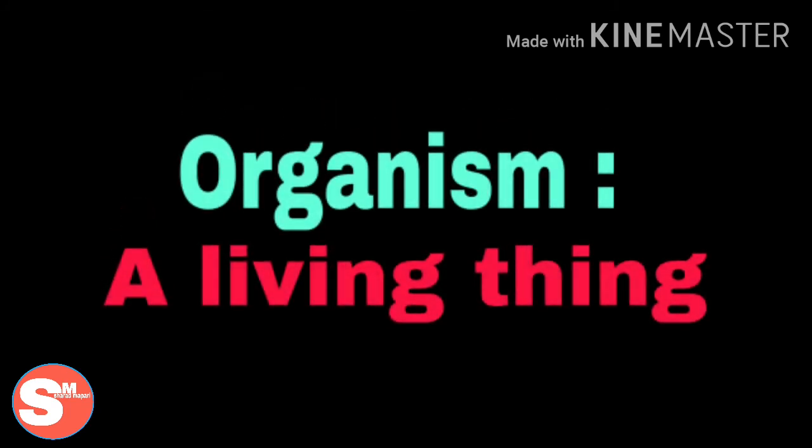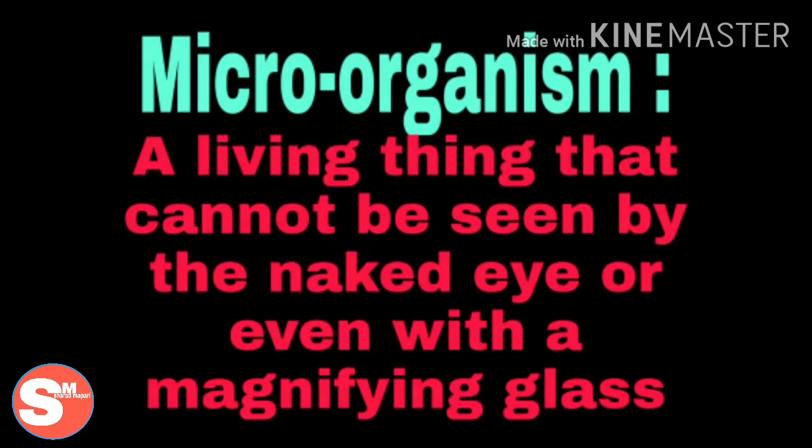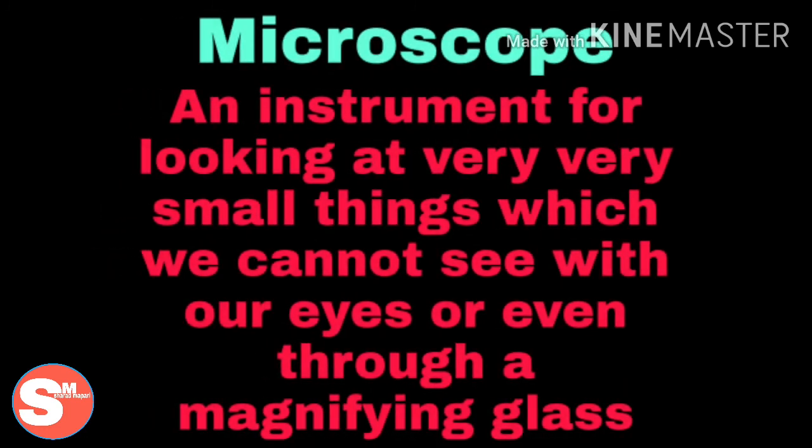New terms: micro, very small; organism, a living thing; microorganism, a living thing that cannot be seen by the naked eye or even with a magnifying glass; microscope, an instrument for looking at very small things which we cannot see with our eyes or even through a magnifying glass.